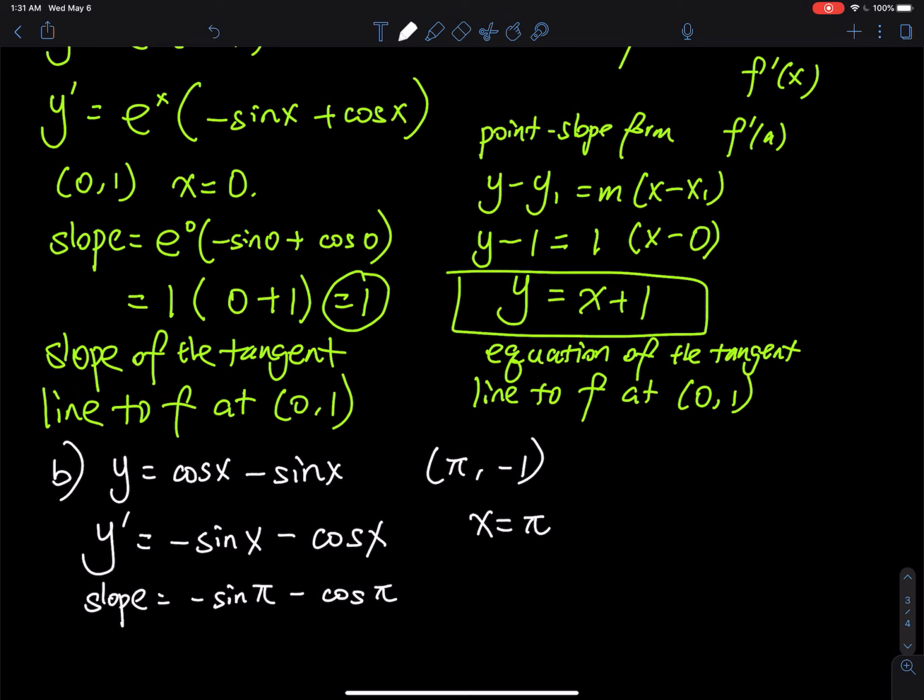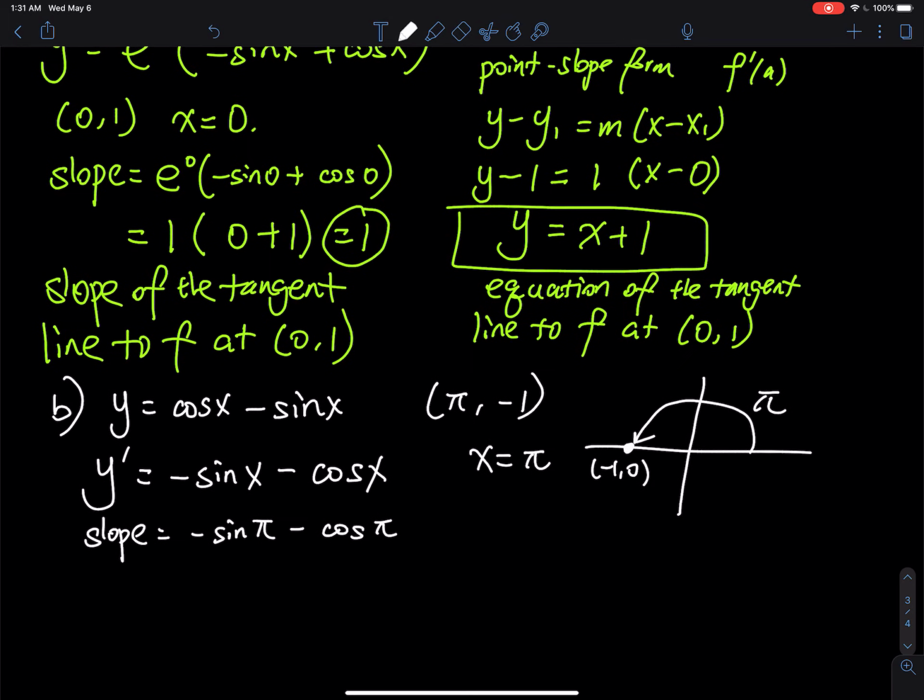Going back to your unit circle, pi is 180 degrees, right? So the coordinate at this angle, pi, is x equals negative 1, y equals 0. So sine of pi is 0, so we have negative 0. Cosine of pi is negative 1. So overall, the slope is equal to 1. This is the slope of the tangent line to the function cosine x minus sine x at that point.